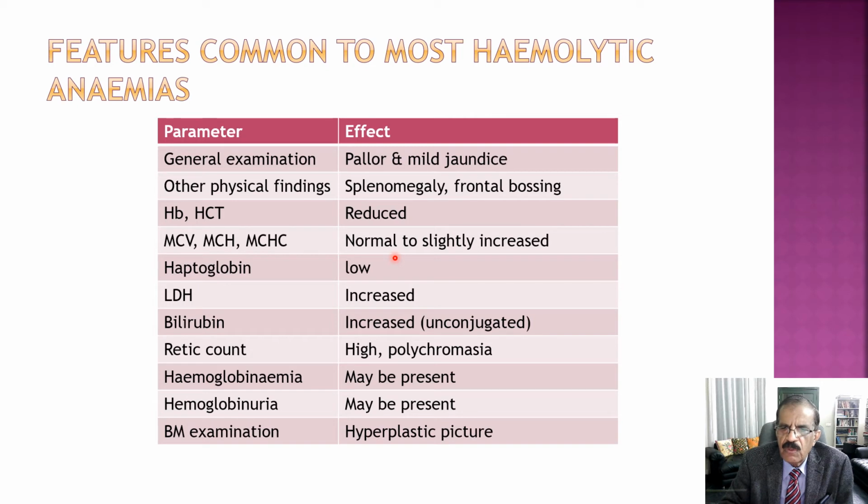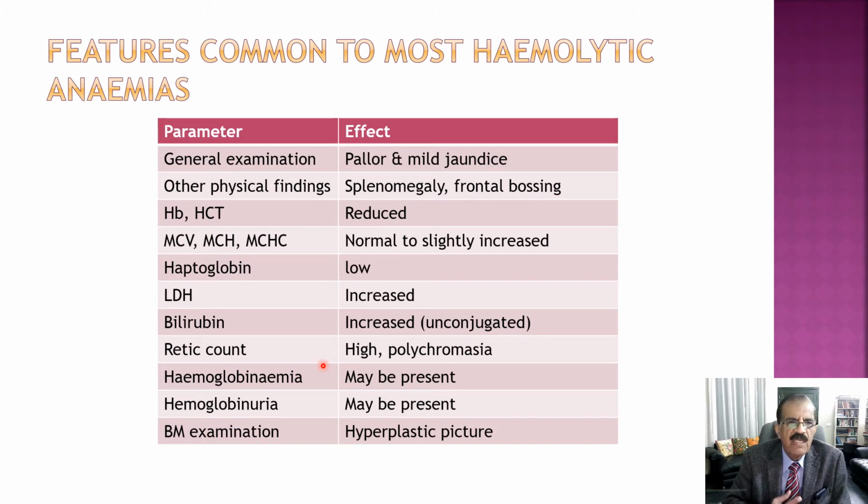If the cells are destroyed, the remaining cells will be of normal morphology. But since there will be more younger cells coming from the bone marrow, there would be some macrocytosis also. Haptoglobin is reduced because, as I just explained, it will bind to hemoglobin. LDH is an intracellular enzyme, that is also increased, common to all hemolytic anemias. Bilirubin may be increased, mostly unconjugated type. Retic count is also increased.